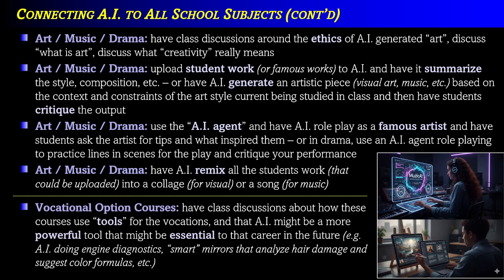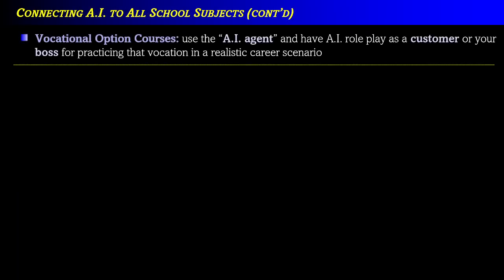In vocational courses, you could have class discussions about how these courses use tools for vocations and that AI might be a more powerful tool that could be essential to that career in the future. You could discuss whether that's possible. For example, AI doing engine diagnostics or smart mirrors that analyze hair damage and suggest color formulas, etc. You could use the AI agent and have the AI role play as a customer or your boss, practicing that vocation in a realistic career scenario.